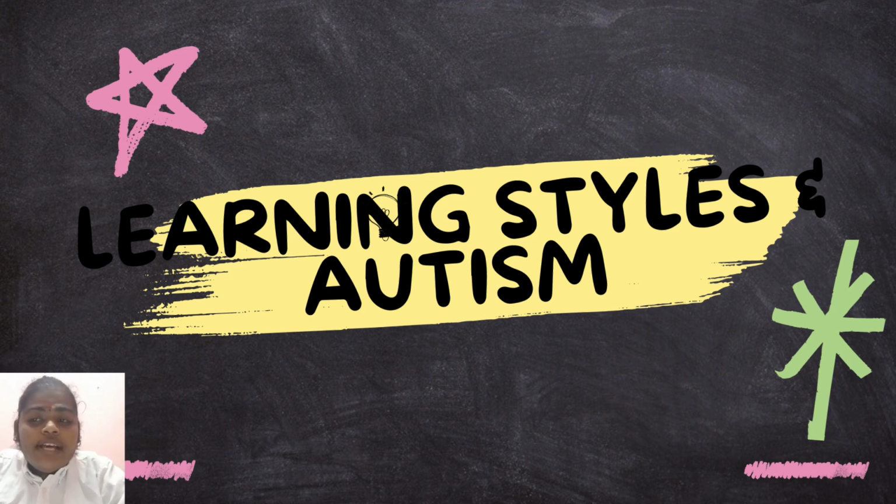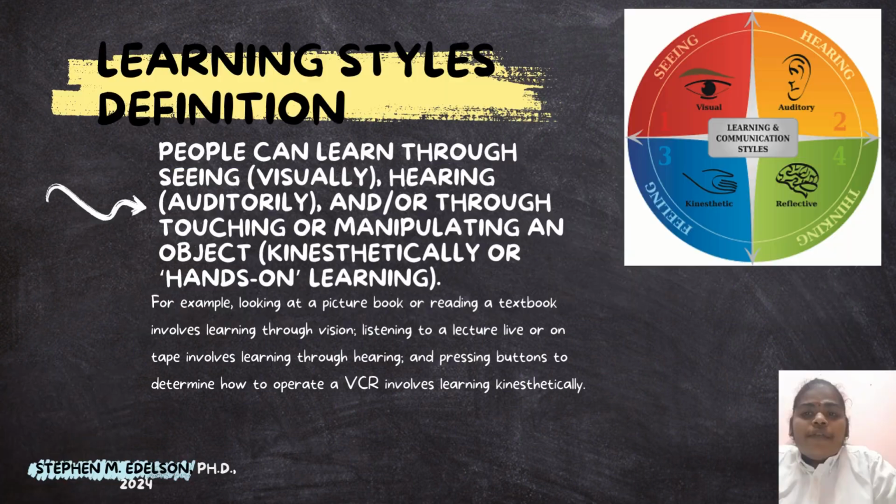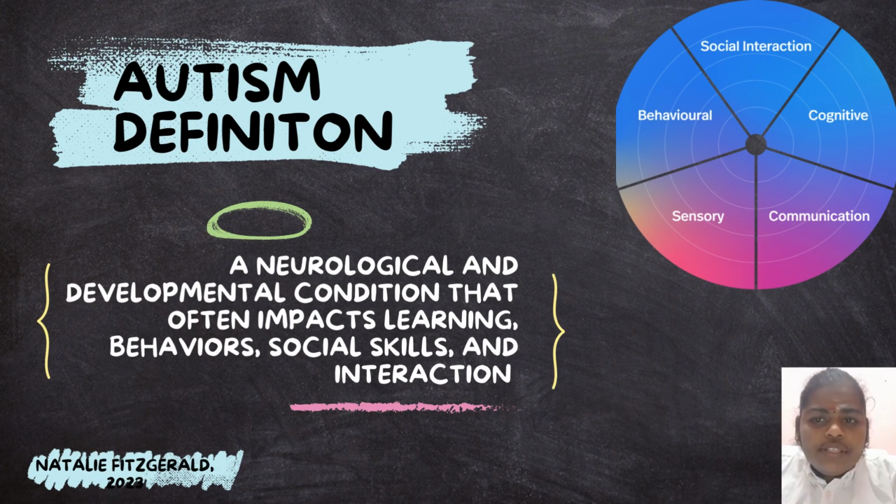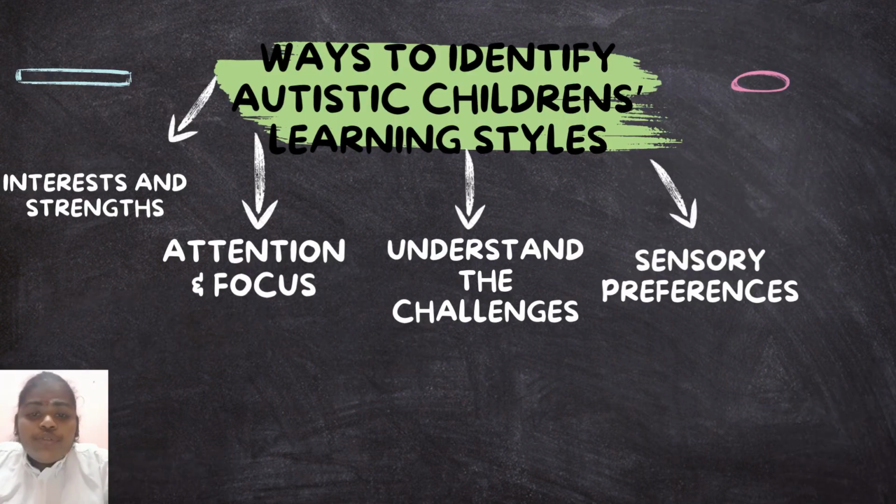Today I will be presenting learning styles and autism. First, we're going to look at the learning styles definition. People can learn visually, through hearing, which is auditorily, and by manipulating objects, which is hands-on learning, also known as kinesthetic learning. The definition of autism: a neurological and developmental condition that often impacts learning, behaviors, social skills, and interactions. So in order to find a way, we need to identify the learning style first.